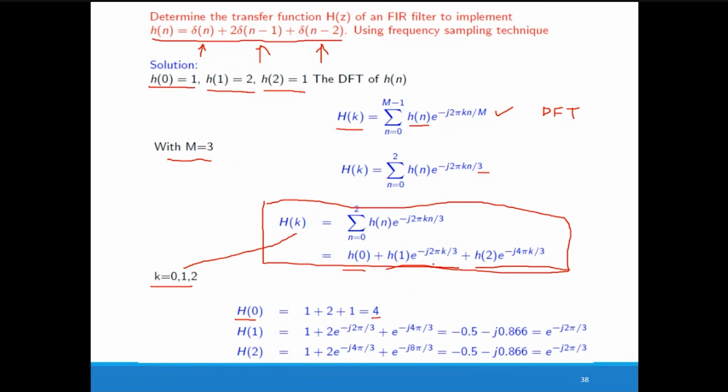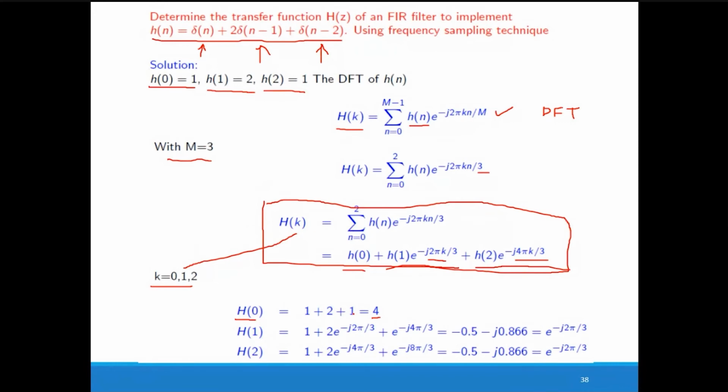When you apply k equal to 0, you are getting the value 1 plus 2 plus 1, so that is equal to 4, because when you apply 0 over here, these terms have the value 1. So you are getting h0 plus h1 plus h2, these values are 1, 2 and 1. When you apply these values, you get the answer 4.